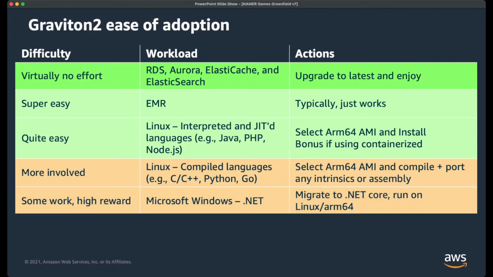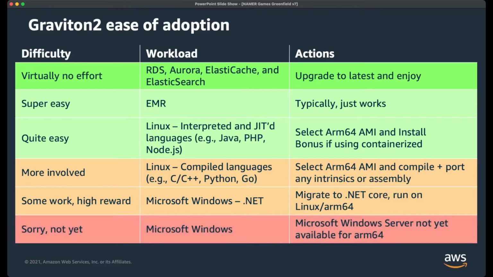Some work but high reward is Windows modernization. So people looking at Linux and .NET Core, that is a great environment to run on Graviton2. The later versions of .NET Core have quite a few optimizations for the ARM64 instruction set. And then currently not possible are Microsoft Windows workloads, and that is because there is no Microsoft Windows Server version available yet for the ARM64 architecture.